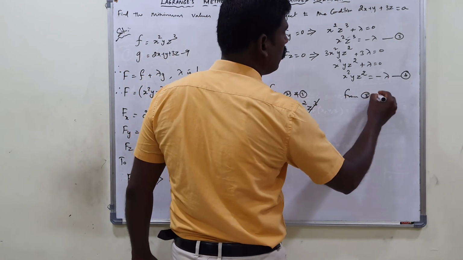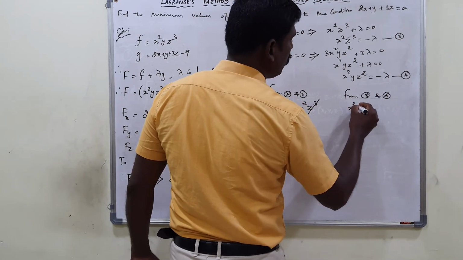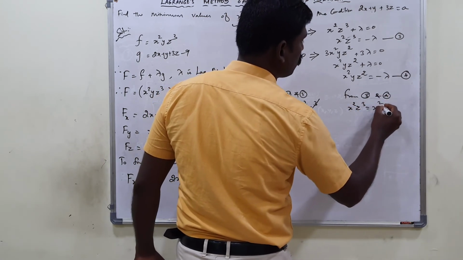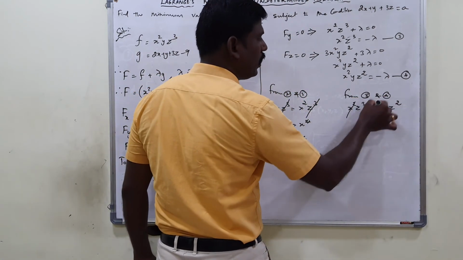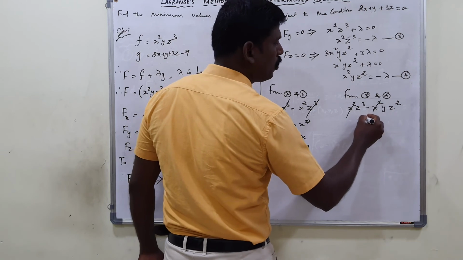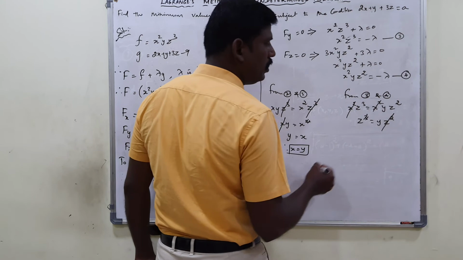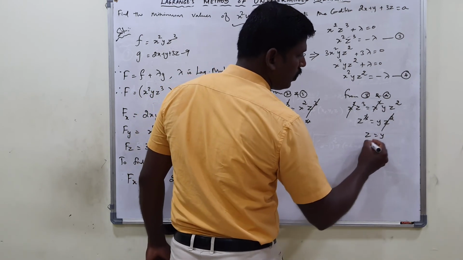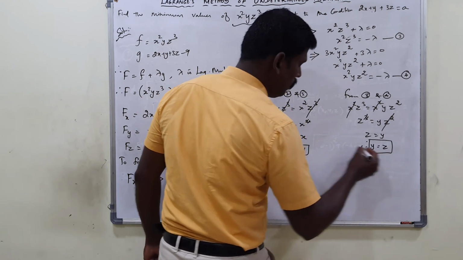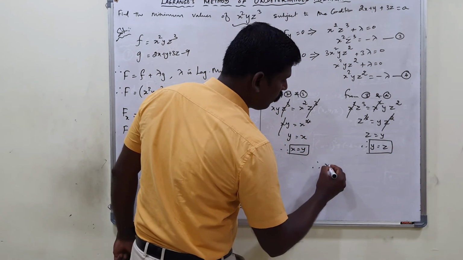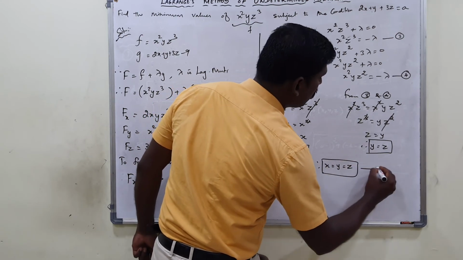From 3 and 4, x square z cube equal to x square y z square, isn't it? We can cancel x square with x square. z cube is equal to y z square, isn't it? We can cancel z square with z cube. z is remaining. So z is equal to y. Therefore, y is equal to z. From these two, therefore x equal to y equal to z. I call this equation number 5.